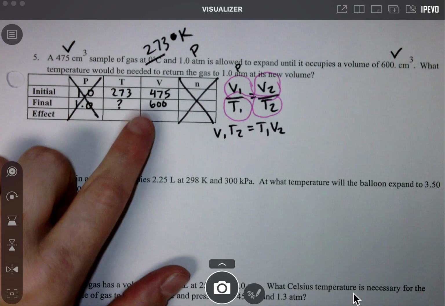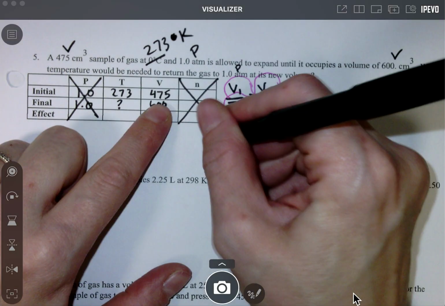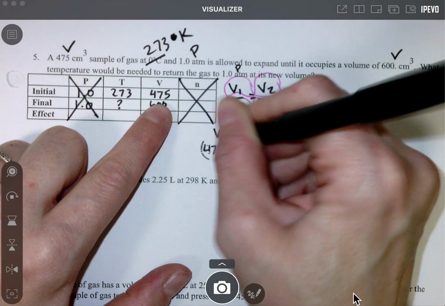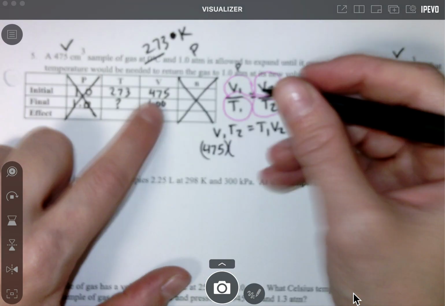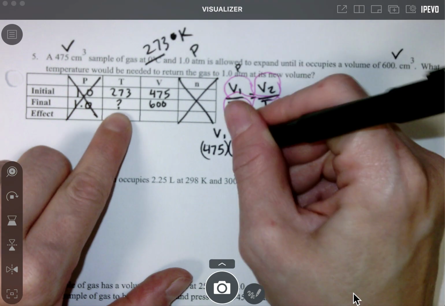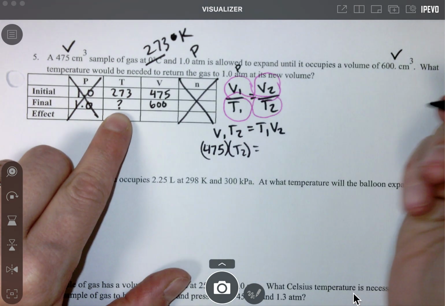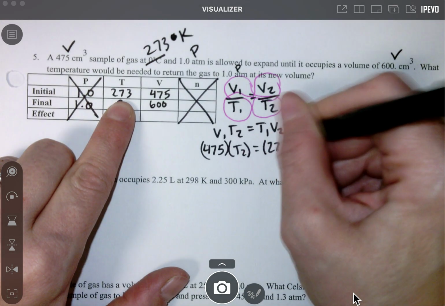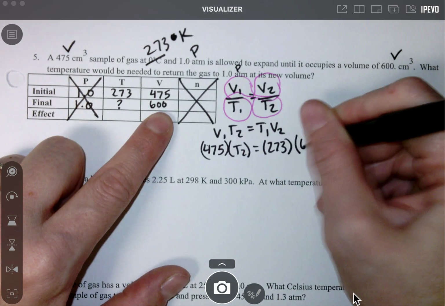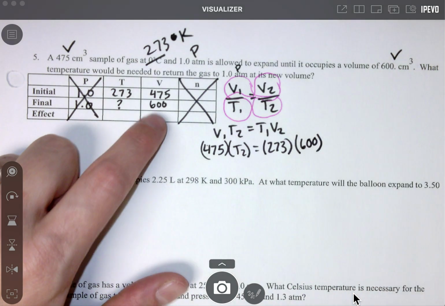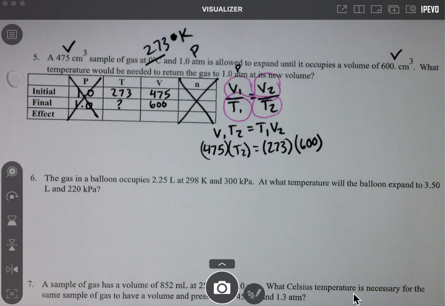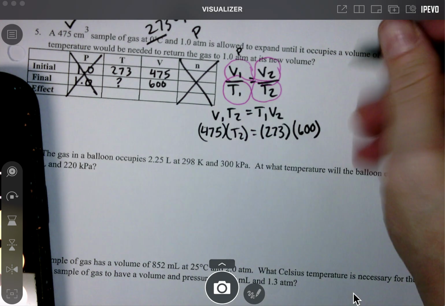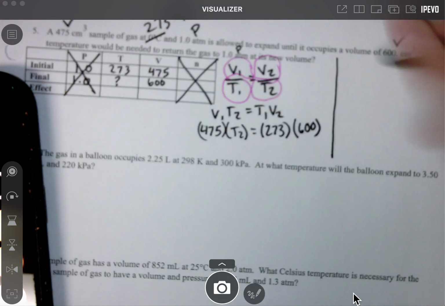Now I plug in. So my initial volume is 475. My final temperature is, I don't know, so I'm going to just put T2. My initial temp is 273. My final volume is 600. And from there, I can solve things out. So I've run out of space. I'm just going to kind of put it up over here.